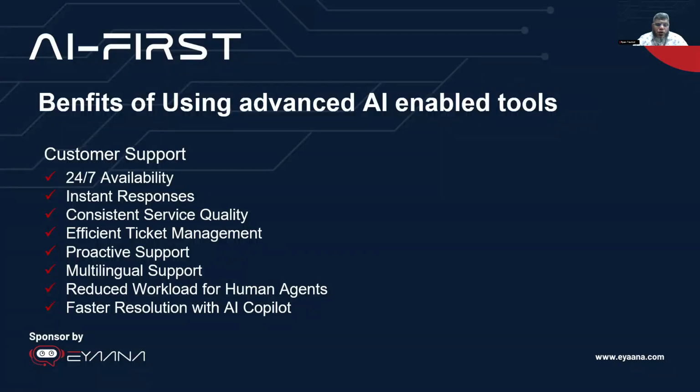So for example, if you are looking for 24/7 support, instant responses, which is just the opposite of late or slow responses, consistent service quality, efficient ticket management, proactive support, also the multilingual thing. Your agent may not be able to understand all the languages. That is not possible. But with AI, many AIs can currently respond in more than 100 languages. And definitely, if you are using a highly advanced AI-enabled tool, it will reduce the workload from your human agents. And when the human agents are operating, the AI co-pilot, which is a concept where it runs in the background and helps your human agent answer your customers, will help with faster resolution and faster response as well.